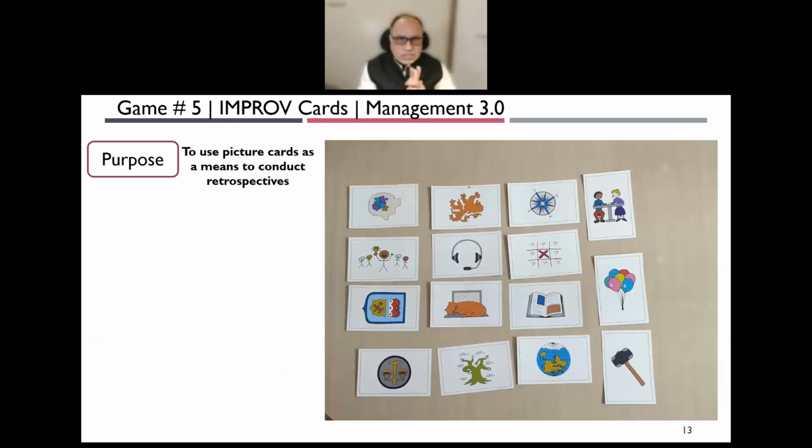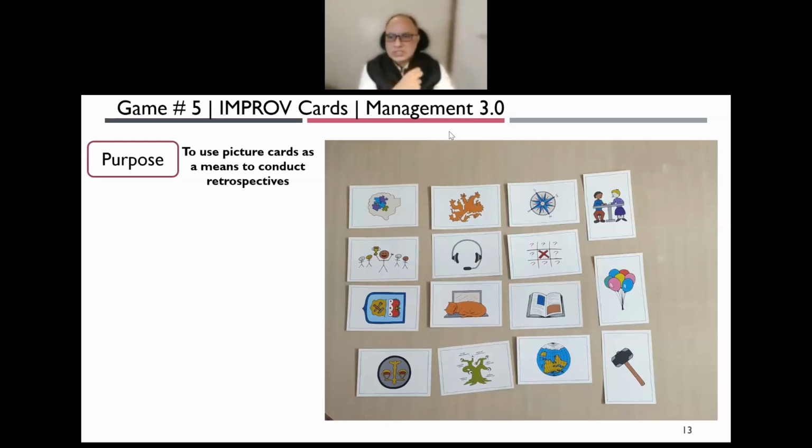Now this tool is similar to story cubes, but it's coming from the Management 3.0 framework. Those of you who are Management 3.0 trained or certified will know about this tool. It is called Improve Cards. There are around 50 to 60 cards, and these cards have pictures on them. Normal pictures, what we see, right?